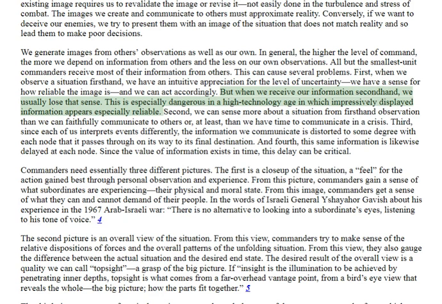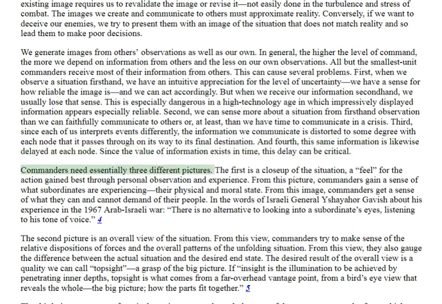This is especially dangerous in a high-technology age in which impressively displayed information appears especially reliable. Second, we can sense more about a situation from first-hand observation than we can faithfully communicate to others, or, at least, than we have time to communicate in a crisis. Third, since each of us interprets events differently, the information we communicate is distorted to some degree with each node that it passes through on its way to its final destination. And fourth, this same information is likewise delayed at each node. Since the value of information exists in time, this delay can be critical.